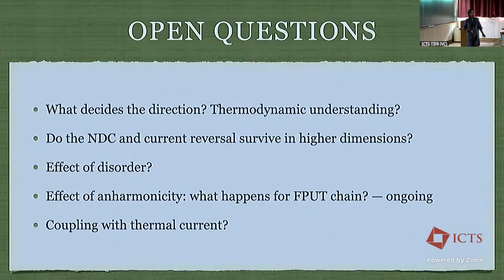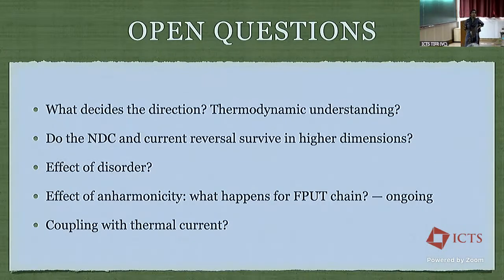So there are many open questions in this direction. As I said, what decides the direction of the current? Is it possible to have some thermodynamic understanding of that? Can we understand this as a gradient function of something, some kind of thermodynamic force? Another question: we looked at only a one-dimensional chain. What happens if we consider higher dimensions? Is it possible that the current reversal still survives? This we have not looked at yet. What is the effect of disorder? In equilibrium systems, or at least equilibrium-driven systems, we know that disorder has drastic effects as regards system size dependence. So what happens in this case? This is another open question.